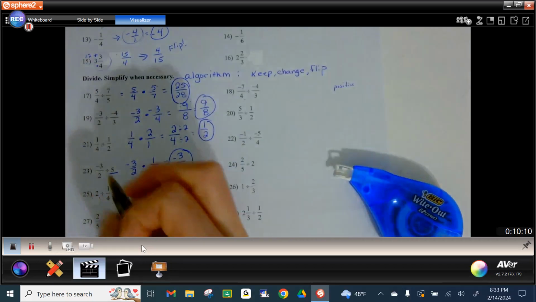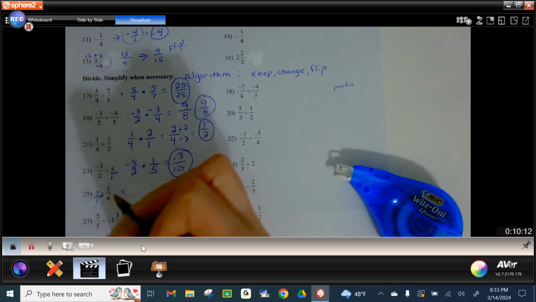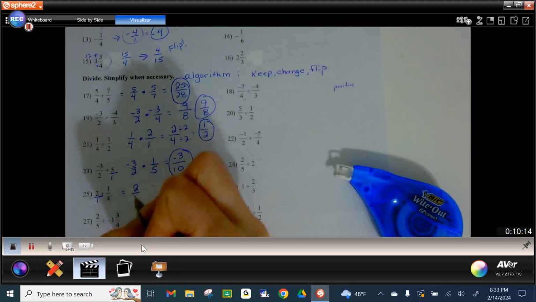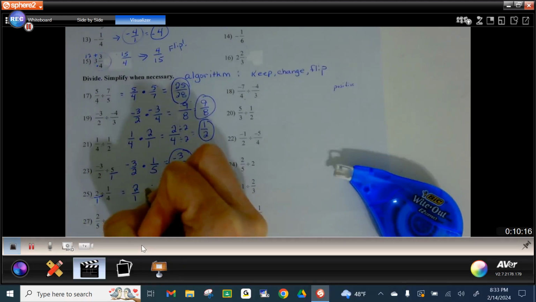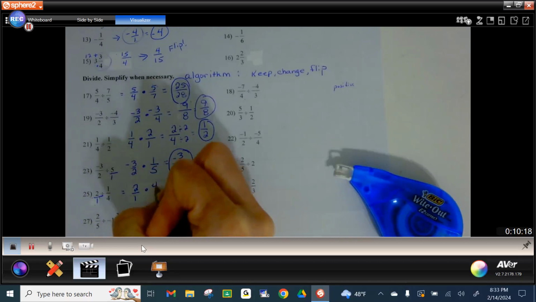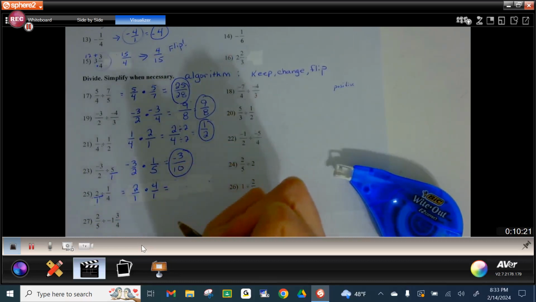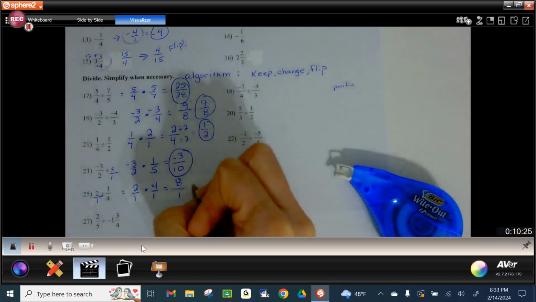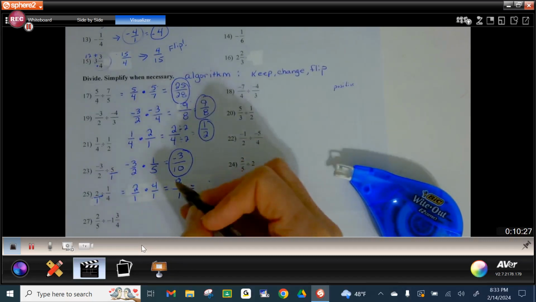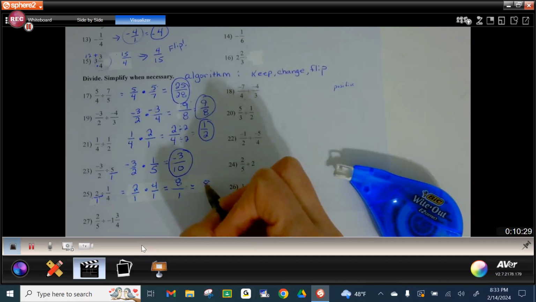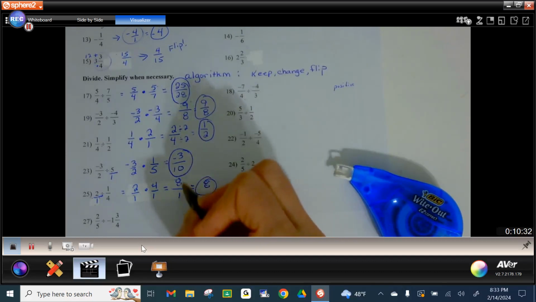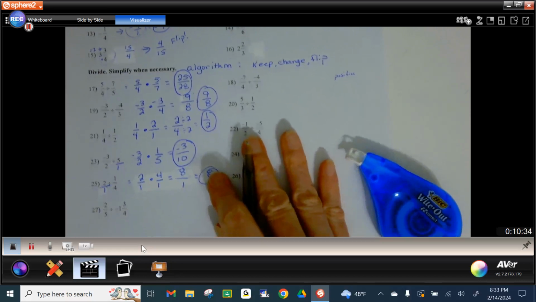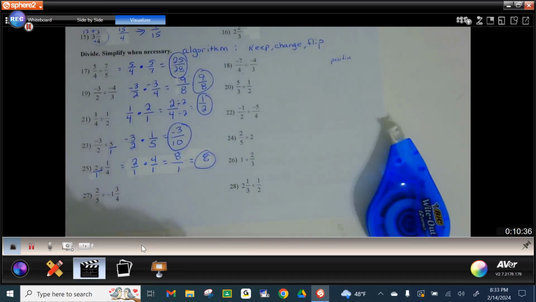So I have 2 divided by 1/4. So I'm going to make that as a fraction. I keep the first one, change the division to multiplication, flip this, and then I multiply. 2 times 4 is 8, and 1 times 1 is 1. That's the part you didn't see. And now 8 over 1 is equal to 8. Simplify that. That's not simplified. Okay, next one. Last one. By the way, I do one, you do one, right? So now you try this one.